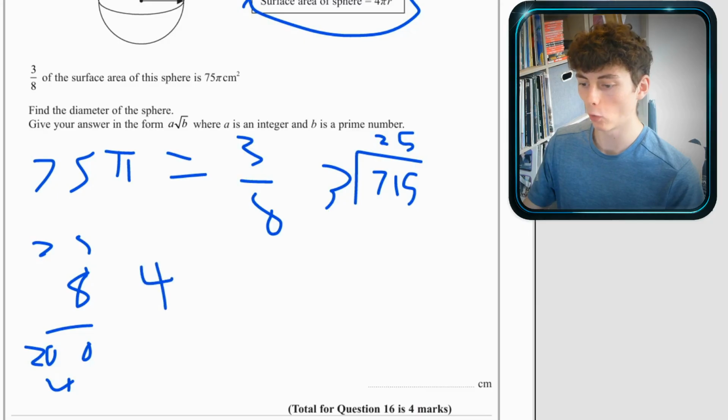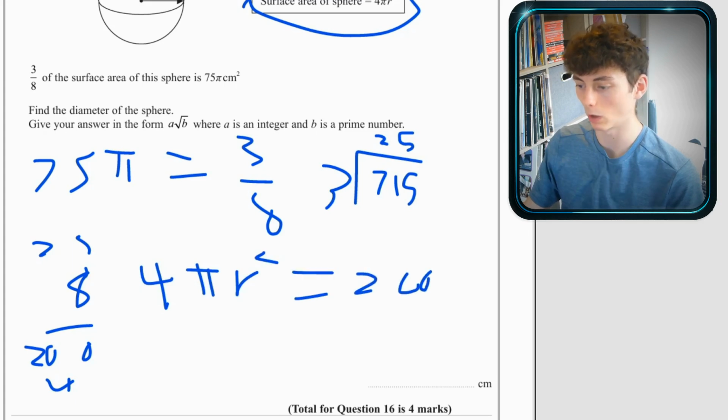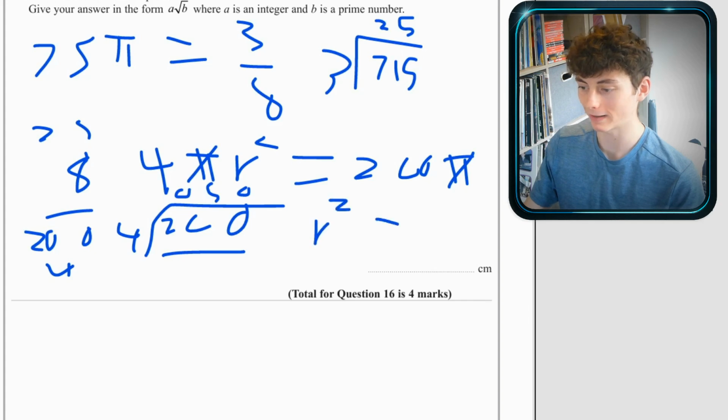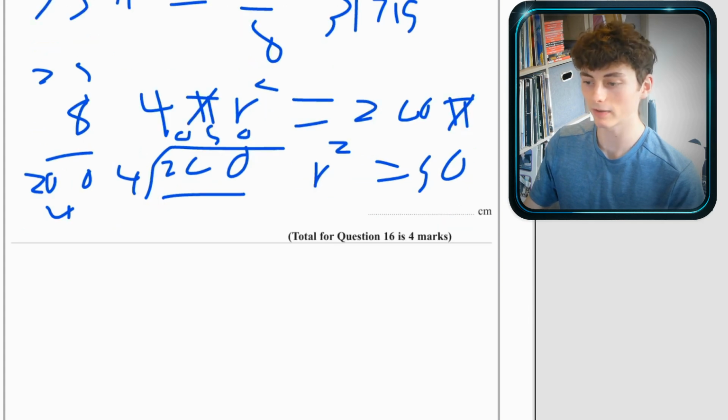So therefore 4 pi r squared equals 200 pi, in fact, sorry. So we can eliminate the pi's. We then just have to divide the 200 by 4. So we just put that in a bus stop. That gives us 50. So that tells us that r squared equals 50. So therefore r must equal the square root of 50.